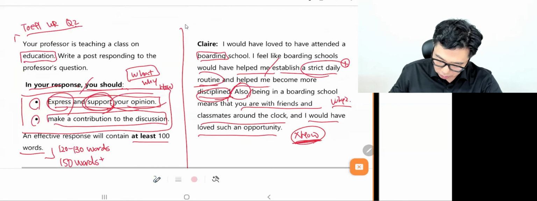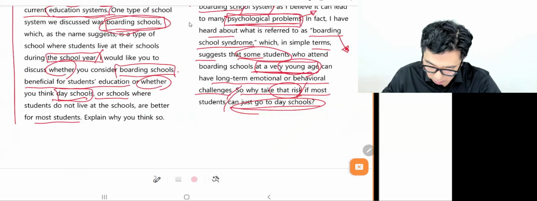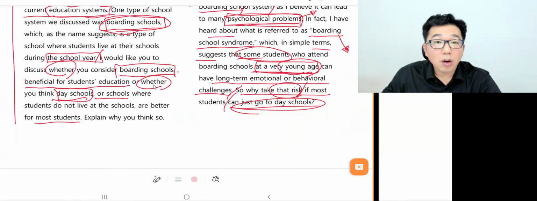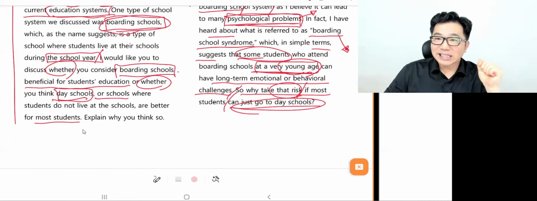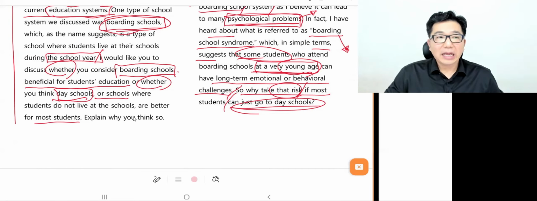the actual question is whether day school or boarding school would be more beneficial for students' education. Okay? Explain why you think so. That's the question, right? Is this question fundamentally very similar or almost the same as one other question we have already learned in the TOEFL test?